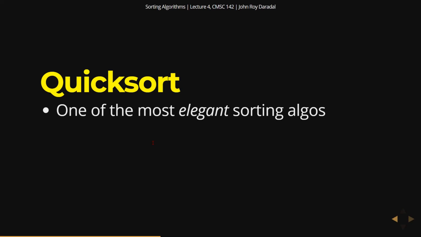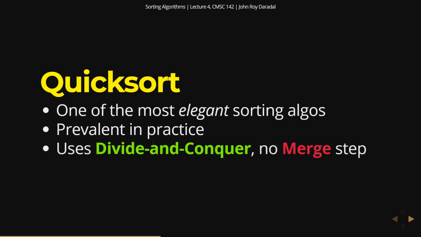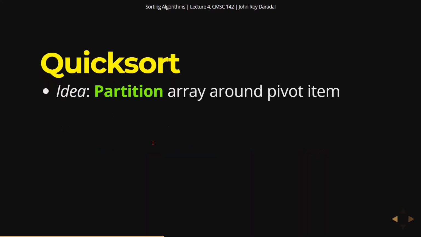Okay, next, let's move on to Quicksort. And Quicksort is actually one of the most elegant sorting algorithms. And it's very prevalent in practice. A lot of applications that need sorting actually use Quicksort because it's elegant. And it also uses divide and conquer, just like merge sort. However, there is no merge step. So it only divides and conquers. Okay, no merge. Okay, so how does Quicksort work?